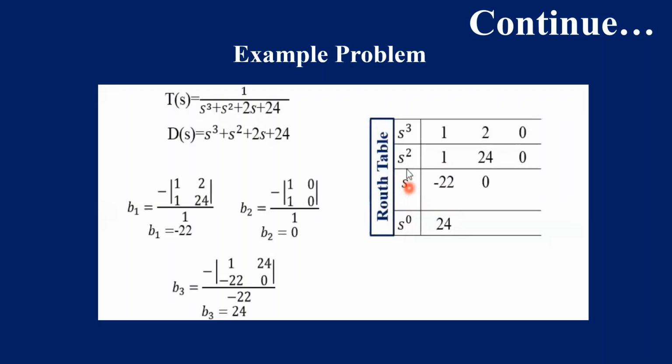So here basically 2 sign changes occur. Positive, positive, no sign change. From 1 to minus 22, 1 sign change occurs. And from minus 22 to 24, we have 1 sign change again. So in this example, we have 2 sign changes, which means we have 2 poles in the right half plane. So this example is an unstable system. This transfer function is an unstable network.